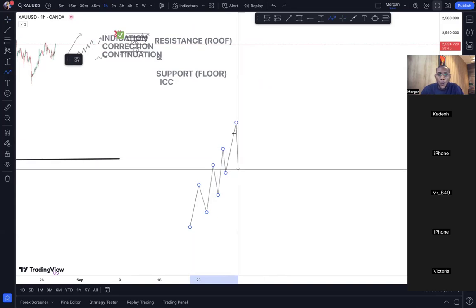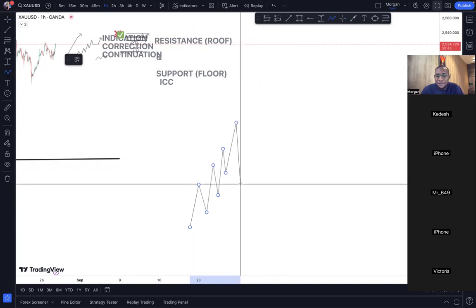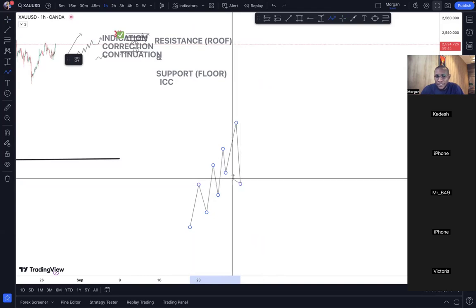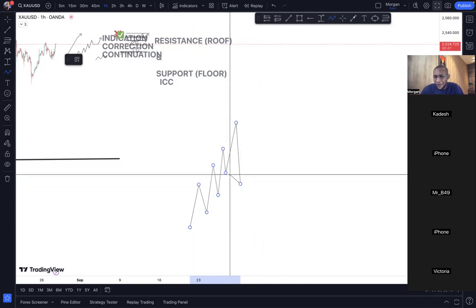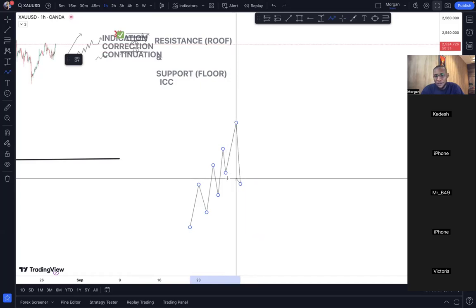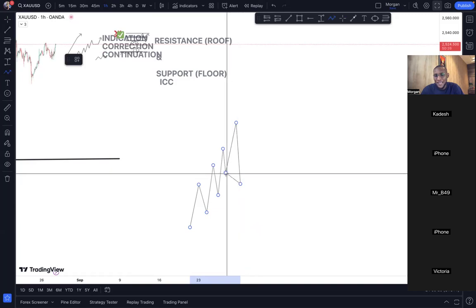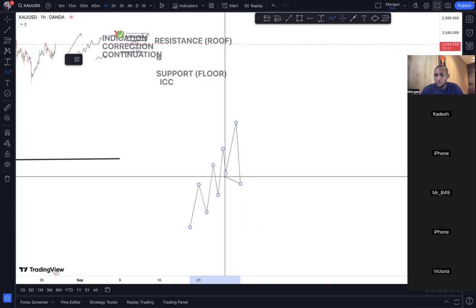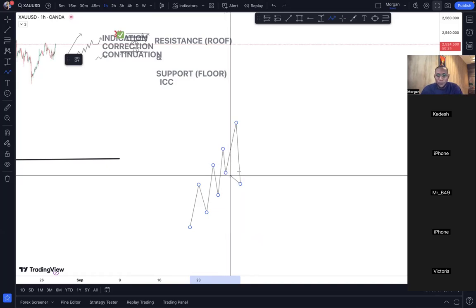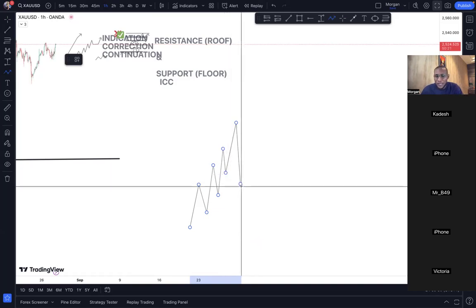Price comes and takes out this level, right? Once price takes out this level, it doesn't mean that we are now in a downtrend though. No, this might just be price taking out buyers that have their stop loss here. That one is called liquidity. I'll still explain that one. But this is not enough reason to say that we are now in a downtrend.